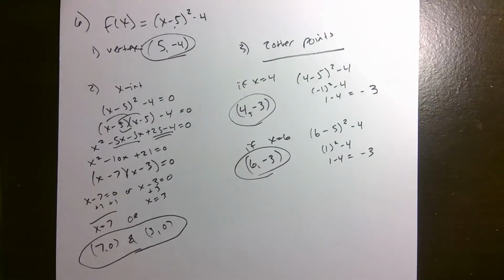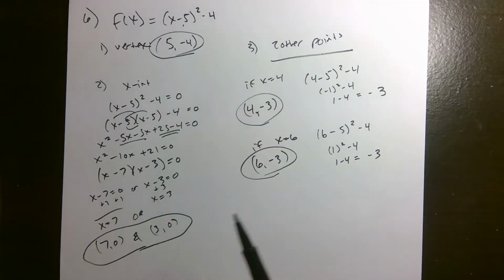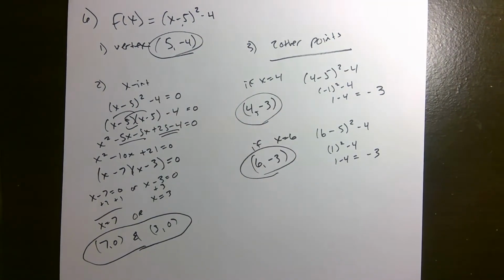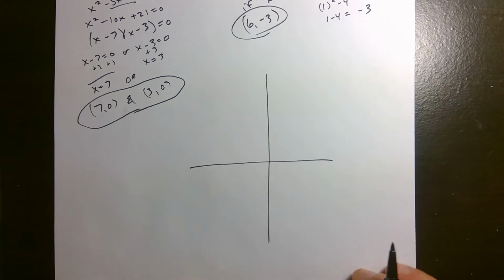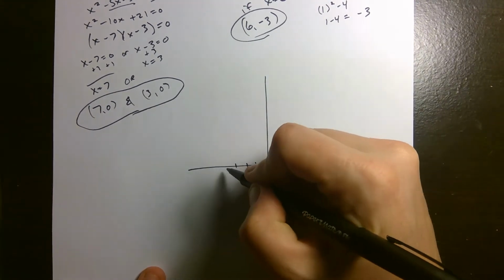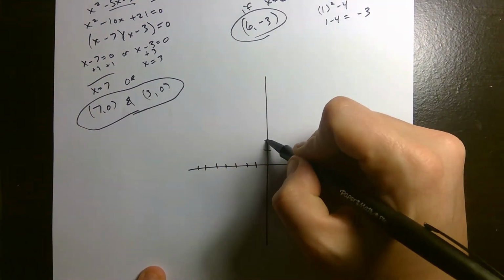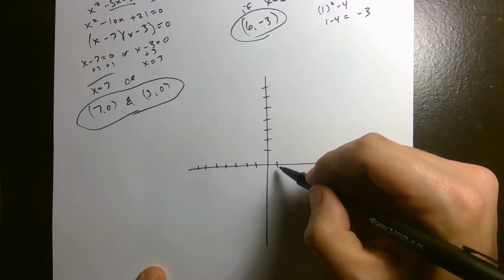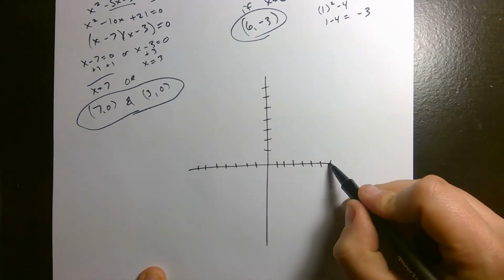And so now, altogether, I have the vertex, 2 x-intercepts, and 2 other random points. So I have 1, 2, 3, 4, 5 points that I can use to graph this thing. And that's exactly what I'm going to do. Okay, 2, 3, 4. I should probably get some graph paper.